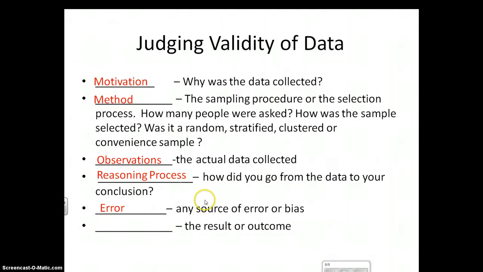Next one is error. So any source of error or bias. And we've talked about bias a lot. Again, if you need to go back and check out a definition, I think that was lesson 1.2 for bias. Last definition is conclusion. What is the conclusion, or what is the result or outcome that we can draw from this data? So if we were to interview 1,000 dentists and 900 of them said, yes, my patients should chew sugar-free gum, our conclusion then would be that 9 out of 10 dentists recommend sugar-free gum. So that would be a conclusion that we could make.